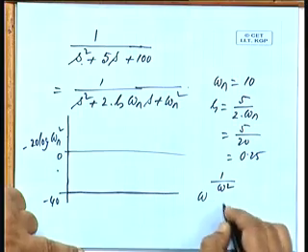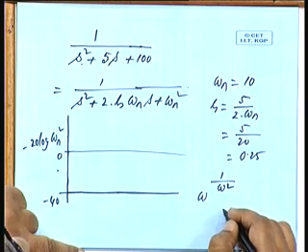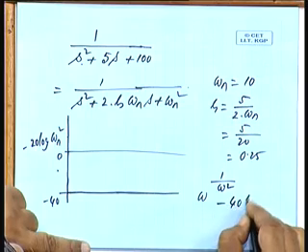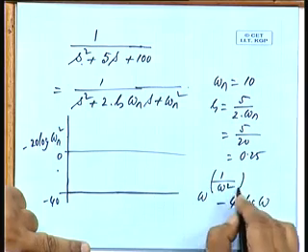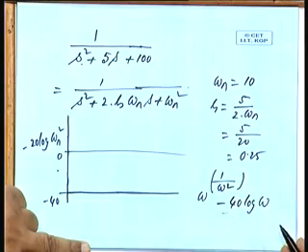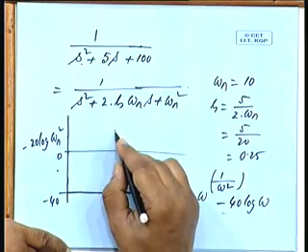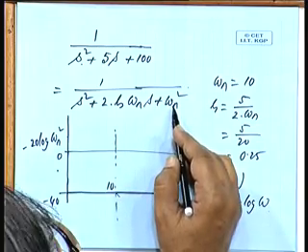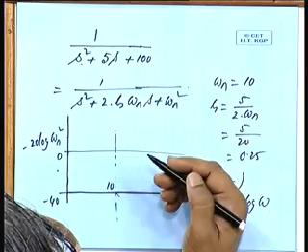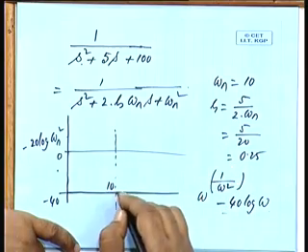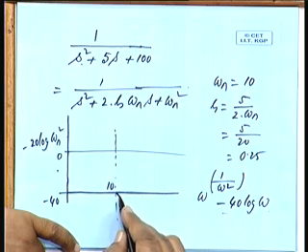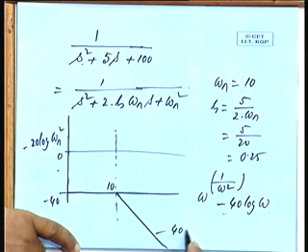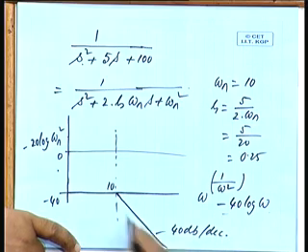So, 1 by omega squared, if I take 20 log of that, how much is it? Minus 40 log omega. Is that all right? For 1 by omega square, if I write 20 log of 1 by omega square, that will be minus 40 log omega. So, how much will be the slope? 40 dB per decade. Is that all right? So, it will be from omega equal to 10 or close to 10, we will see. So, 40 dB per decade will be the slope of this.